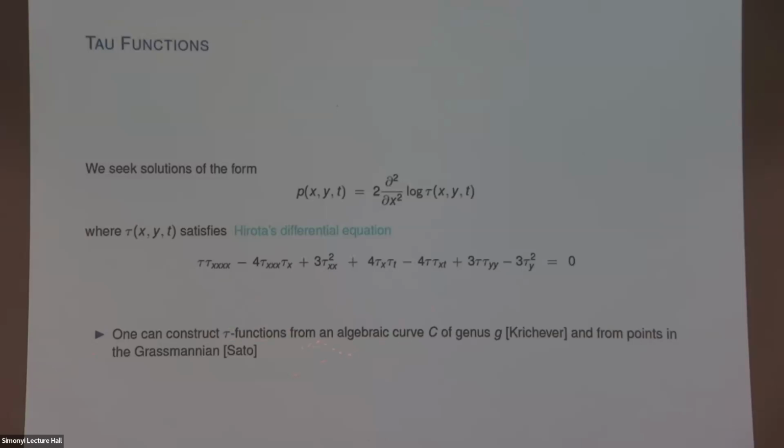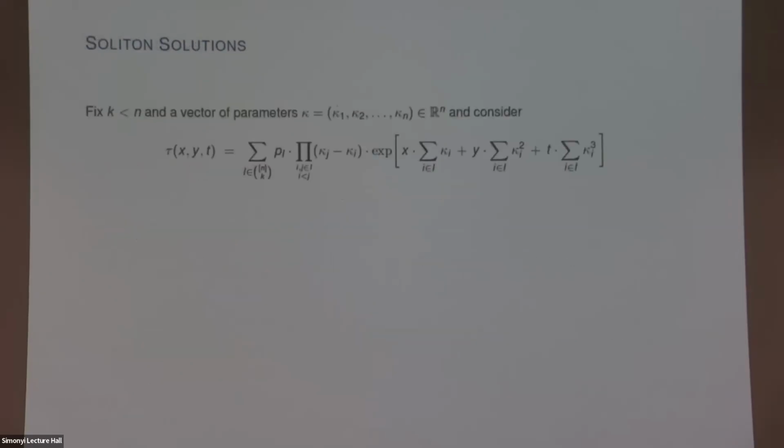One way to do it is from algebraic curves, and another way is from Grassmannians. The first is due to Krichever, and the Grassmannians approach is due to Sato. Okay, so first I'll talk about Grassmannians. So these are going to be a specific class of solutions called soliton solutions. So we consider tau of this form.